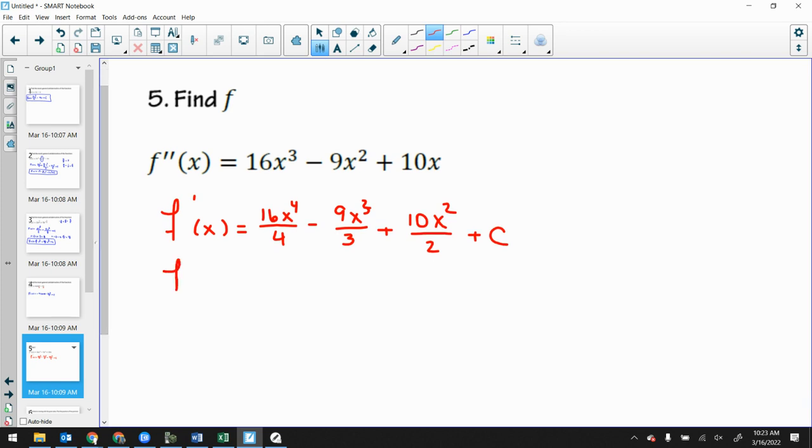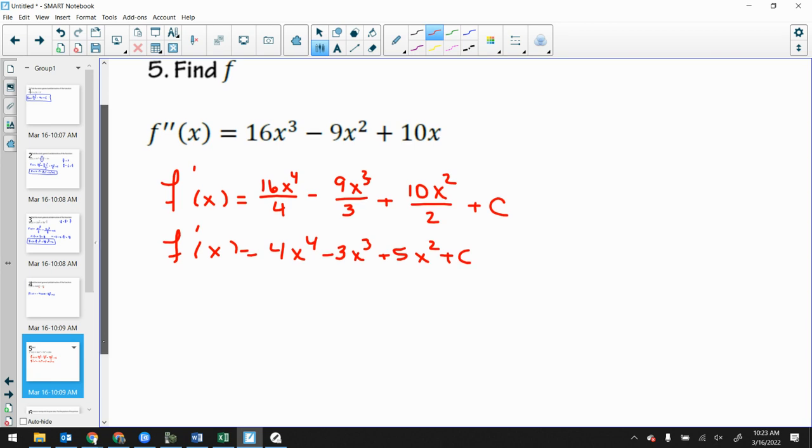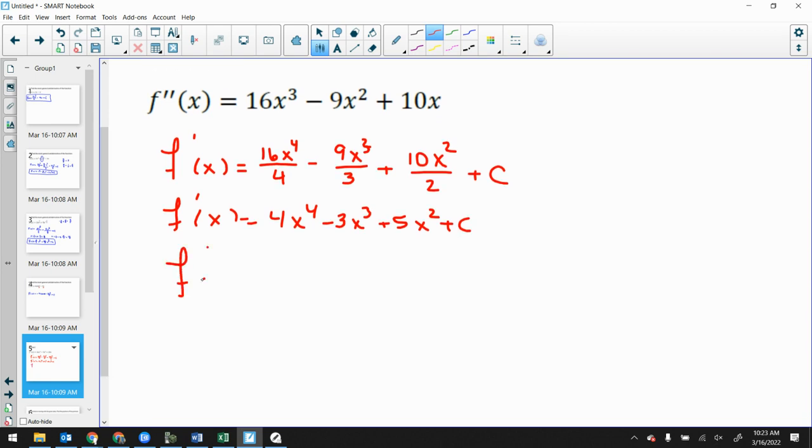So we have f prime of x is equivalent to 4x to the fourth minus 3x to the third plus 5x squared plus c. Right, just reducing that down. And now we find f, the original f. So f of x is equivalent to 4x to the fifth over 5 minus 3x to the fourth over 4 plus 5x to the third over 3 plus cx plus d.